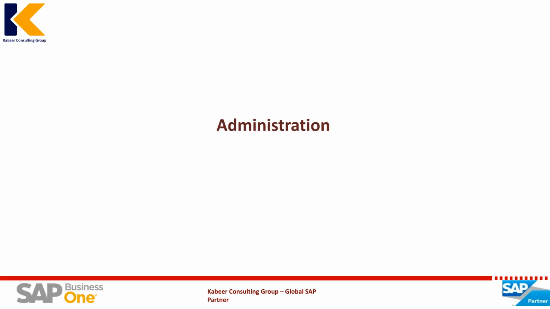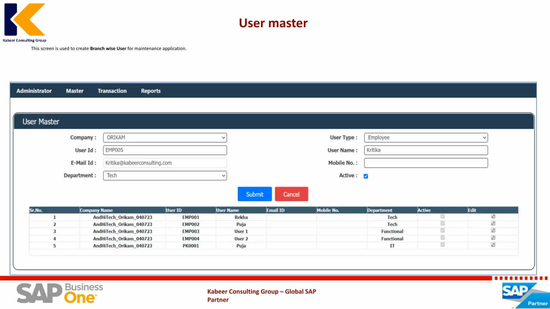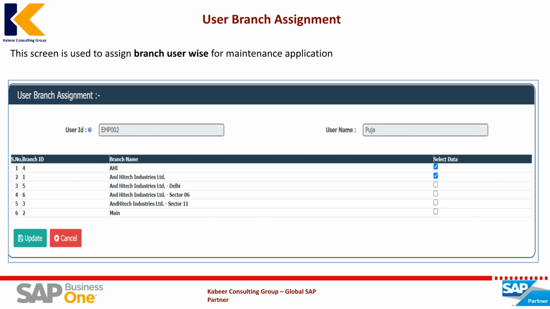This section covers the administration module of the EAM application. The User Master screen is used to create branch-wise users for the maintenance application. Use the User Branch Assignment screen to assign branches to users within the maintenance application.